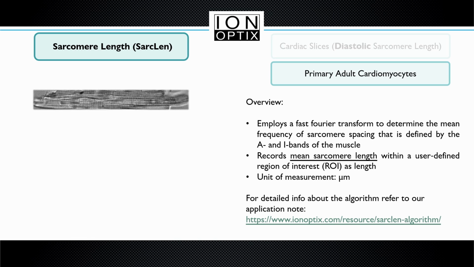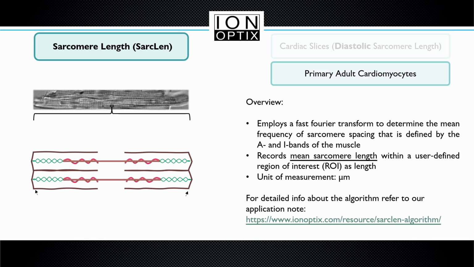To gain a deeper understanding of the algorithm utilized, let's briefly revisit the structure of a sarcomere. A sarcomere is defined as the space between adjacent Z-lines within a muscle. Z-lines can be challenging to optically resolve. However, the A band containing myosin and the I bands containing actin are readily distinguishable and can serve as markers for sarcomere spacing.